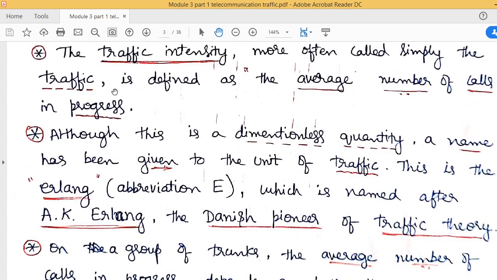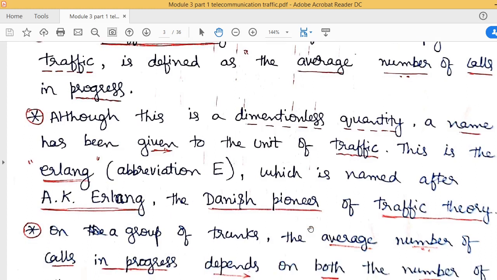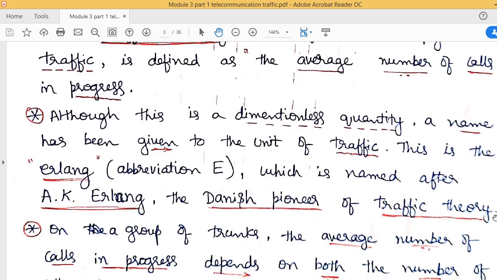Although traffic is a dimensionless quantity, a name has been given to the unit of traffic, and that is Erlang, abbreviated as E. Generally we write capital E to represent Erlang. It is named after A.K. Erlang, the Danish pioneer of traffic theory.